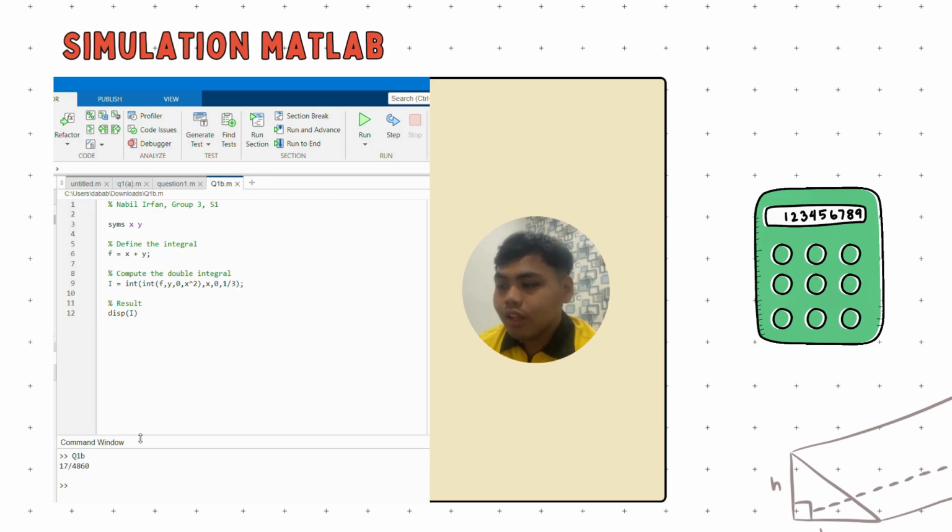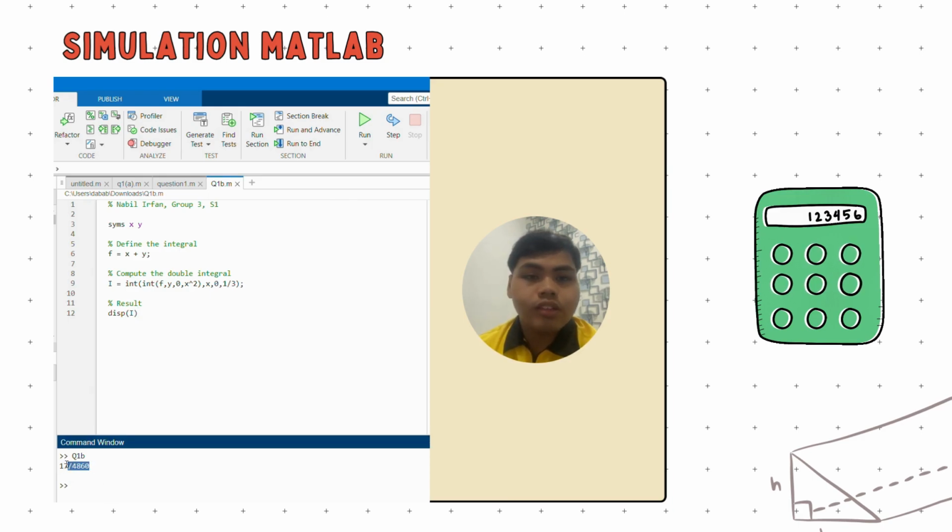So from there, I get the value is 17 divided by 4860.